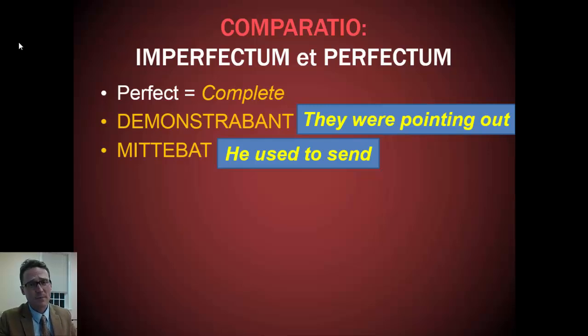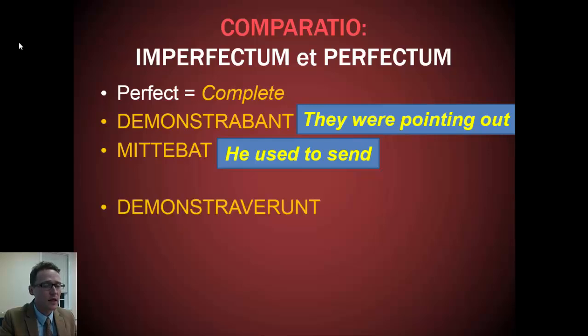So if I wanted to say, he used to send me a birthday card every year, then I would use the imperfect because I'm referring to this as a habitual action in the past. If I wanted to say, they were pointing that out for several hours, then again, because I'm putting it within the terms of the passage of time, I use the imperfect.